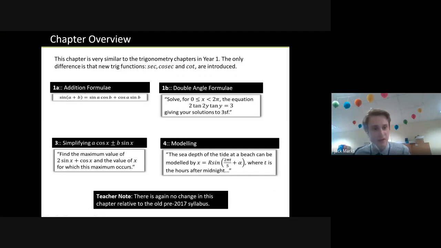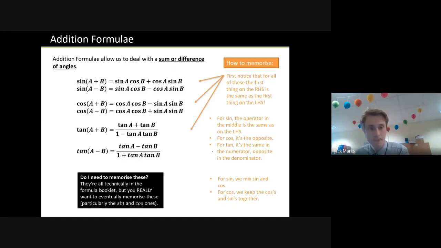Don't be deceived by the fact that there doesn't seem to be many sections here. This is actually quite a long chapter, and this is the last time really that you'll be dealing with trigonometry. So a lot of the harder trigonometry ideas are in this chapter. So we start off with something called the addition formulae.